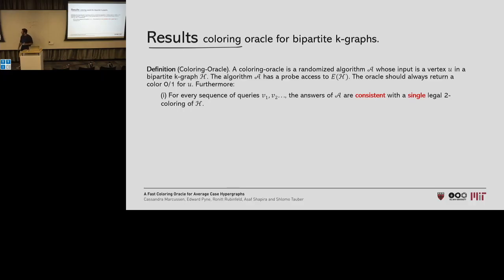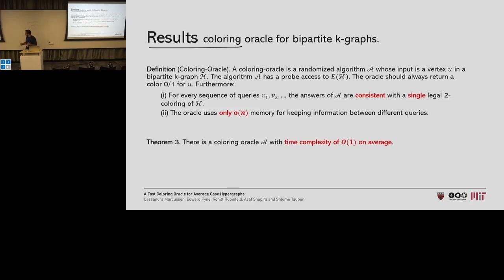So we also say that the oracle uses only little-o of n memory to keep information between queries to still remain consistent. Is there an algorithm that can do so? Can it be efficient? Our main theorem says that there is such an oracle. Its time complexity is constant on average, and it means that in the average case, to color the worst case vertex of the hypergraph is constant.